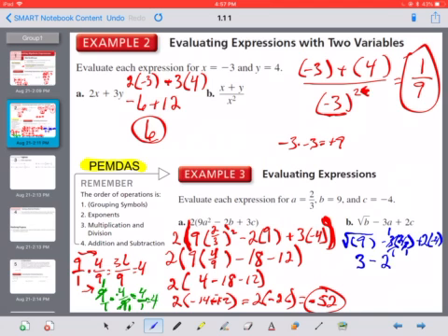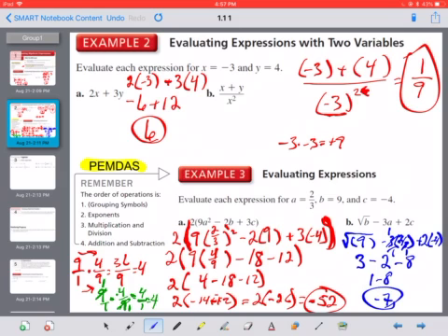So I don't have to worry about that being a fraction anymore. And positive 2 times negative 4 is negative 8. 3 minus 2 is a 1. 1 minus 8 is negative 7. Okay. That's where we go with those.